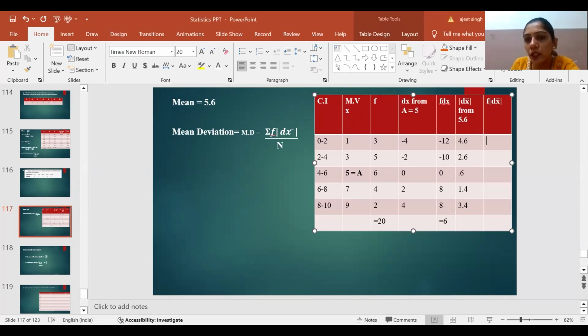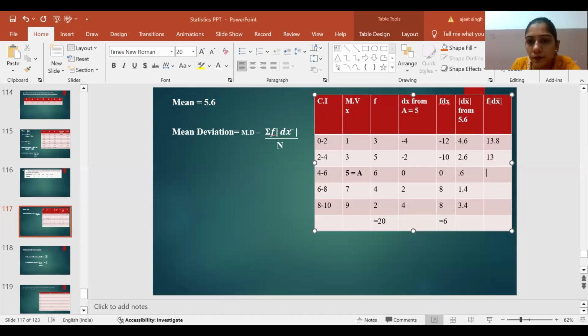Now we will calculate f dx. We will multiply dx bar with the value of f. Now 4.6 multiplied by 3 is 13.8. Okay, 13.8. Next is 2.6, 2.6 multiplied by 5. That is 13.